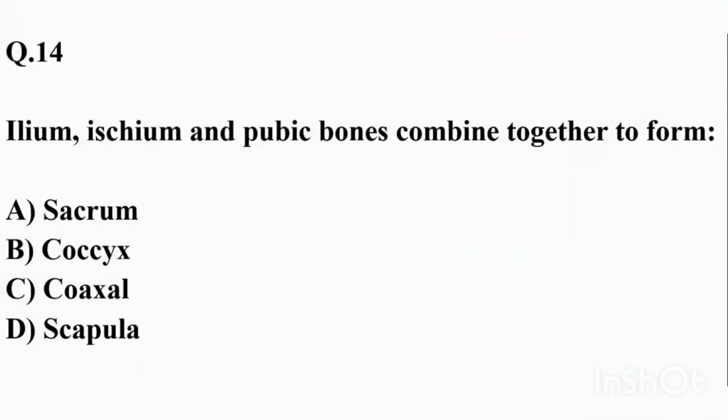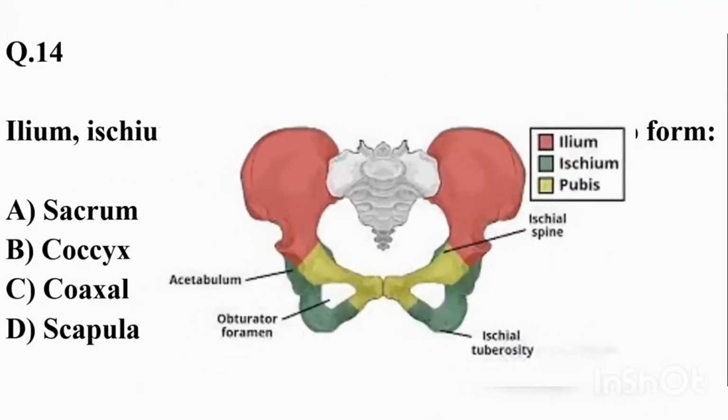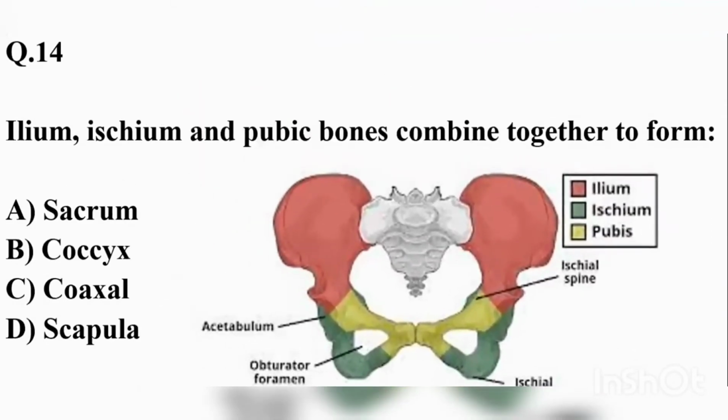Ilium, ischium, and pubis are the bones which combine together to form the coxal or pelvic bone. Two pelvic bones, two coxal bones are shown over here. So the right option is Charlie.